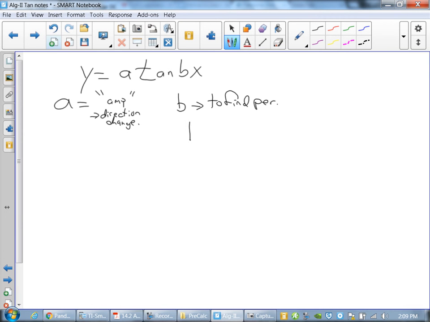But tangent's period is the following. Period is going to be pi divided by the absolute value of B. Oh, we should probably put the absolute value out here too. A is positive, and if A is negative, it does that.